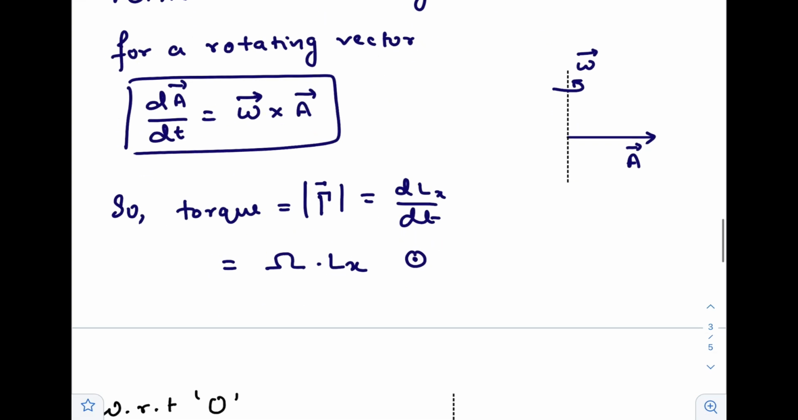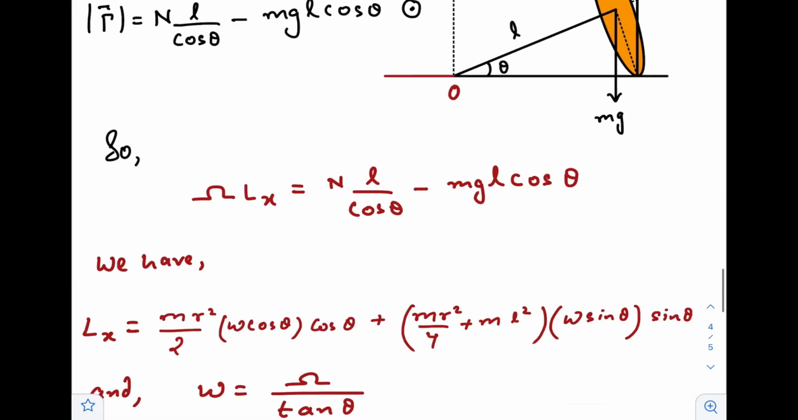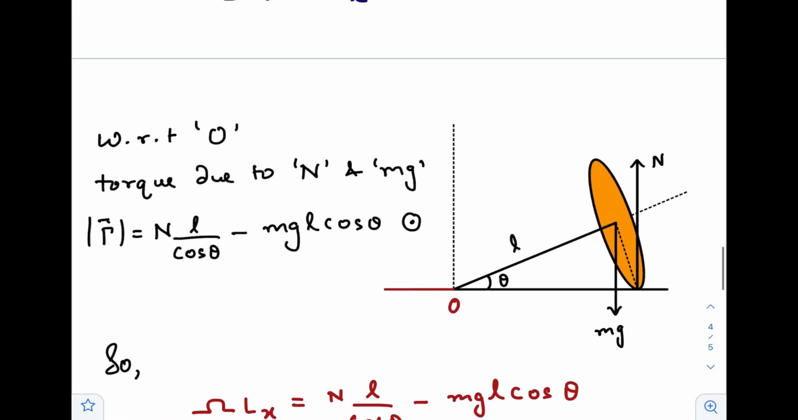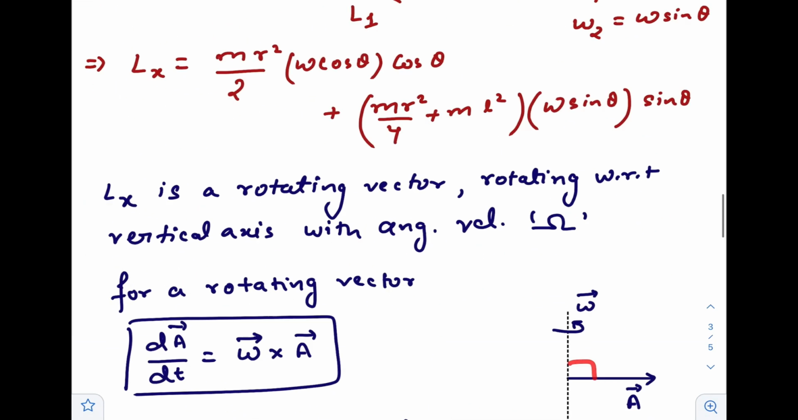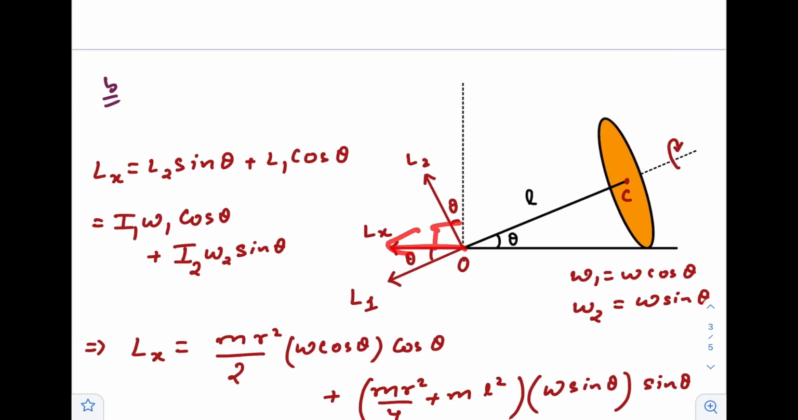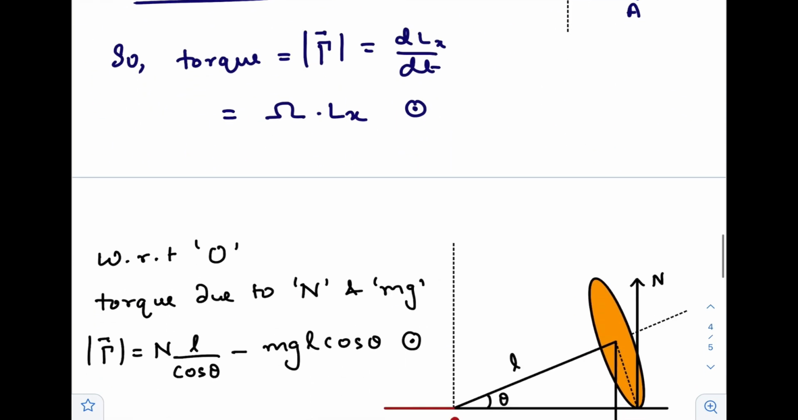So the torque is the time rate of change of Lx, which is equal to capital omega times Lx, because it is 90 degree, sine 90 degree. And the direction is dot, that is omega cross A. So here it is Lx, here it is omega, so omega cross Lx will point coming out of the plane of paper, so I have marked it as dot.